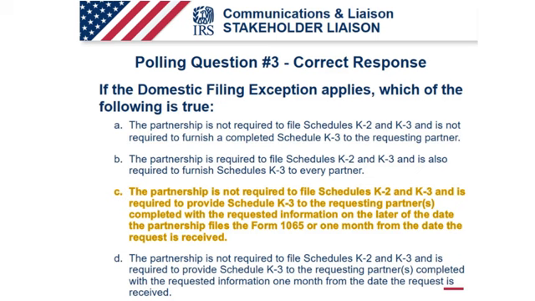The first thing is that you do not have to file a K2 or K3 if you meet the domestic filing exception. So it does 2 things. It gets you out of filing the K2 and K3. And the second part of it is that you have a timing requirement, and if you're the partnership, you have to furnish the K3 if requested by the later of 2 dates. And those dates are either the date that the partnership files the return or 1 month from the date that a request is received. So I'll turn it back over to Michael.